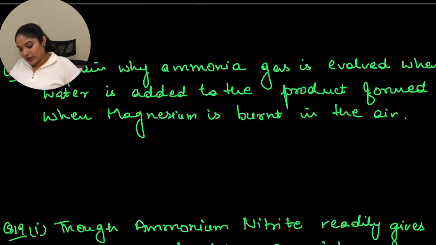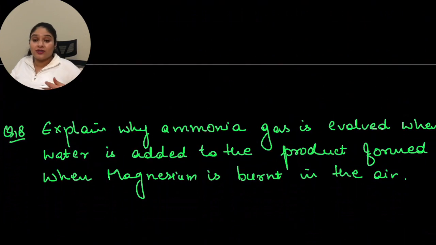Explain why ammonia gas is evolved when water is added to the product formed when magnesium is burned in the air. If you take reference from one of the questions above, you would understand that when you burn magnesium in air, you end up getting magnesium nitride. If you react it with water, you end up getting ammonia. So let's see what the question wants from us.